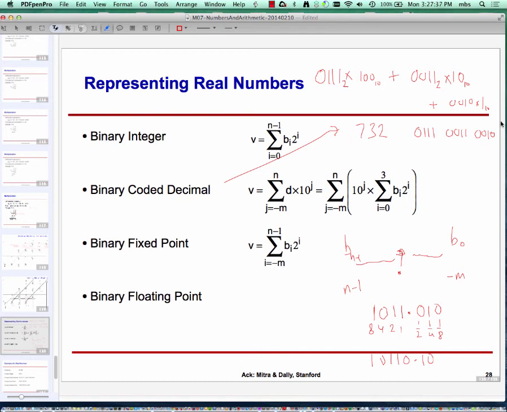What's 100? Can you express 100 in a similar way? Multiply by powers of 2. So 100 is 64 and 4, right? So 64 is shift by how much?